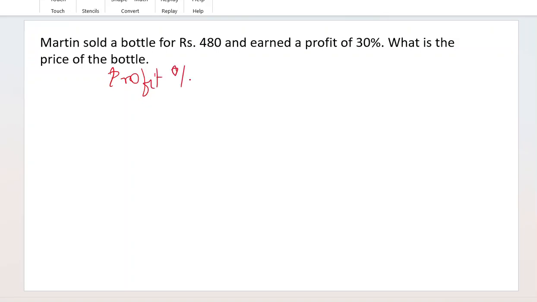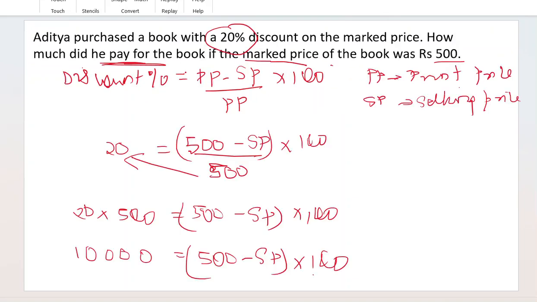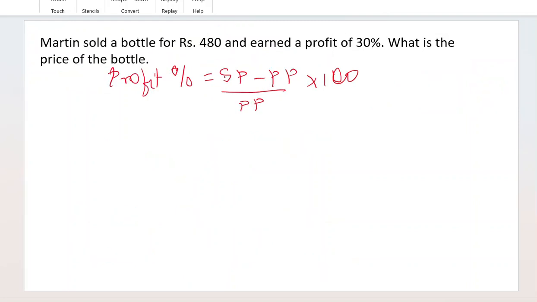Profit percentage is equal to (SP minus PP) upon PP into 100. It is the same formula as discount. Only thing, in the discount formula, the PP was ahead in the numerator, whereas over here the SP is ahead. So Martin sold a bottle. Now, sold a bottle is the selling price. So that means the SP is 480 and earned a profit of 30%.